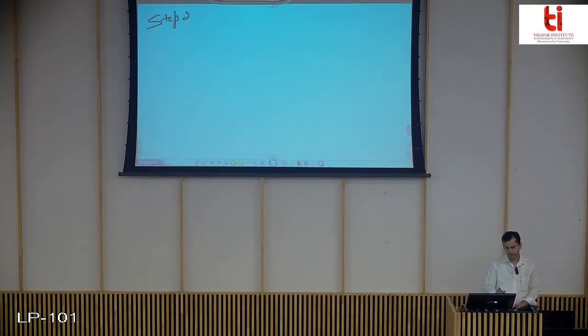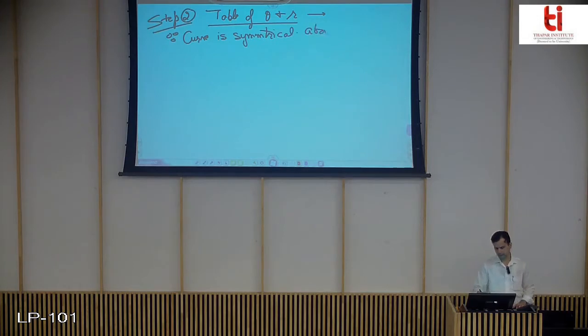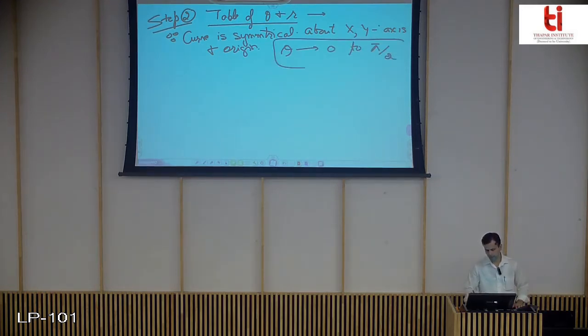After checking the symmetry, we move to step 2, where we will find the table of theta and r as per the symmetry. These are things you need not write while you are attempting the question in a paper. Since the curve is symmetrical about the x-axis, y-axis and origin, in this case we can take theta from 0 to pi by 2.